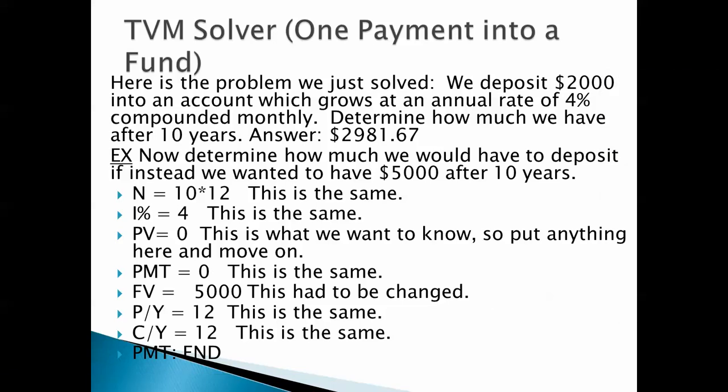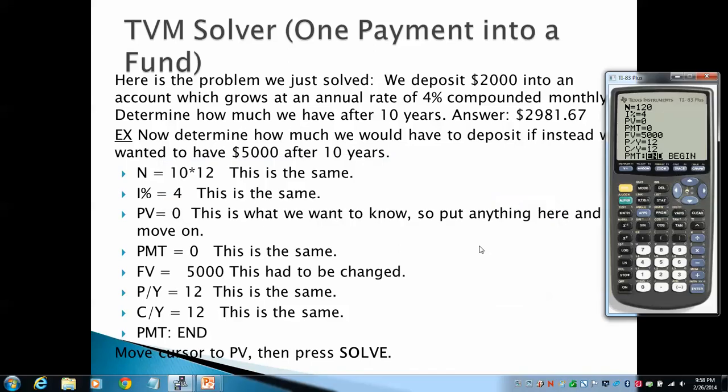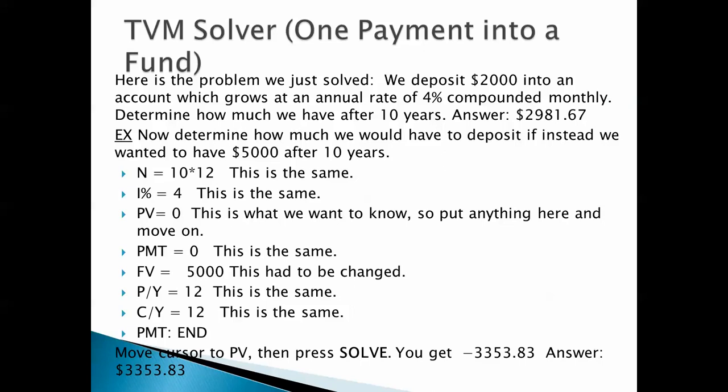So again, we move the cursor to PV and then solve, because what we want to know is the present value, how much we have to deposit initially. So let's go ahead and do that. Let's scroll up to PV and press solve. That's alpha and enter. And we end up with negative 3353.83. So that's $3,353.83.